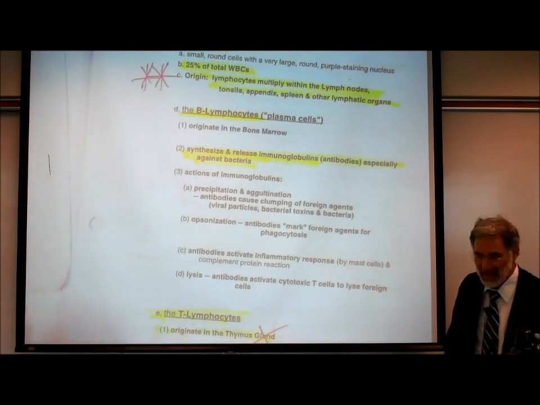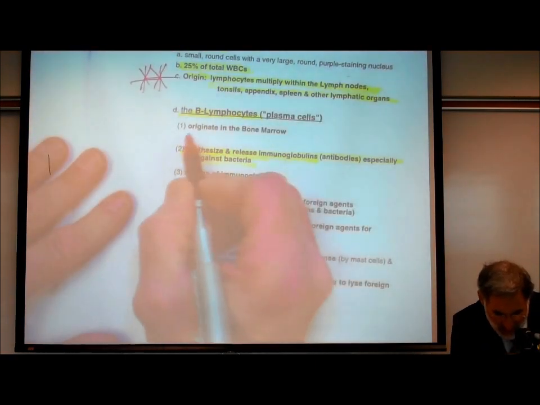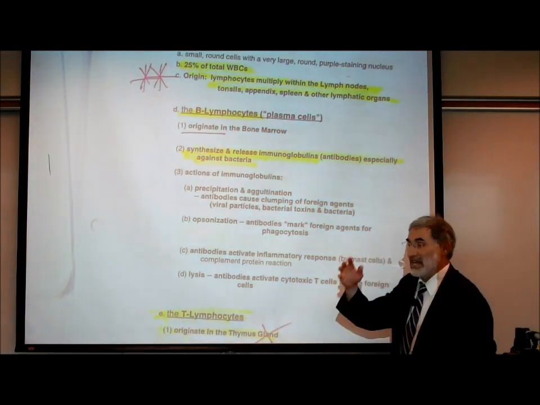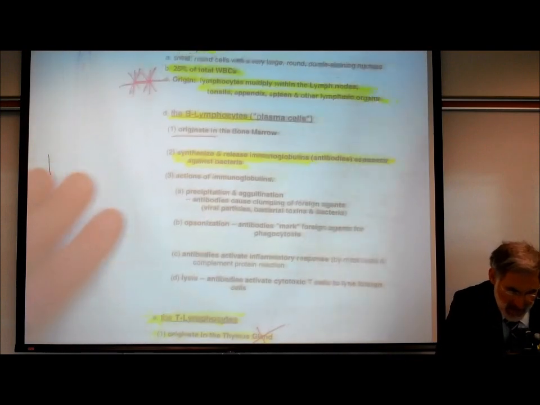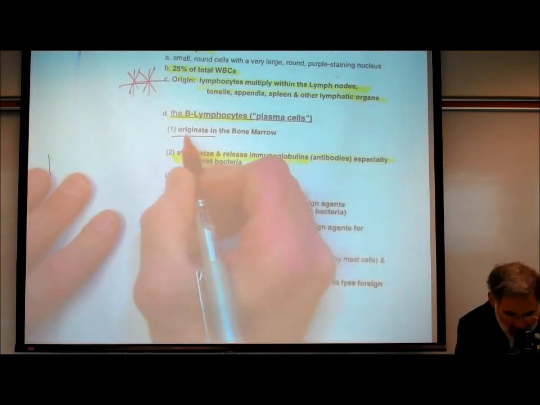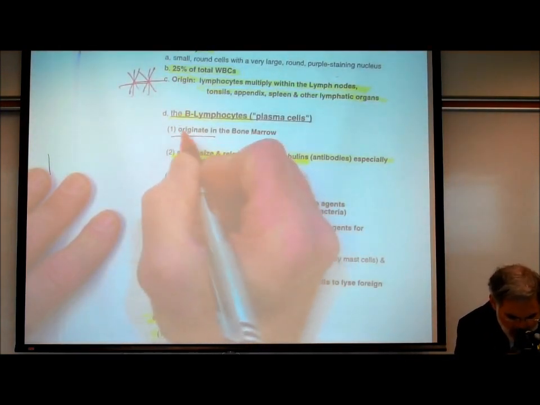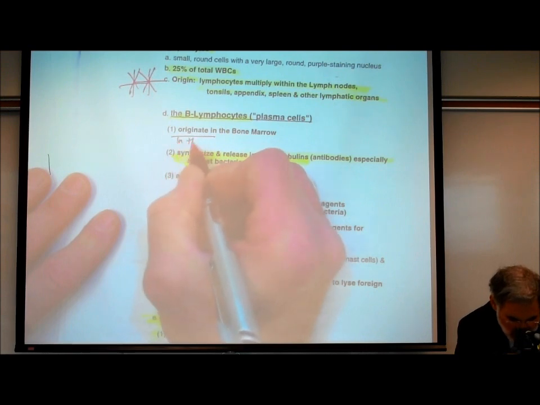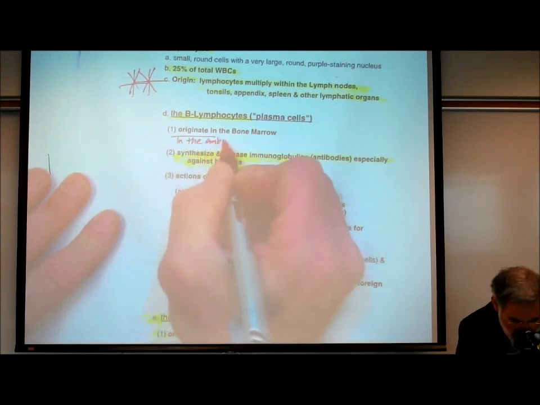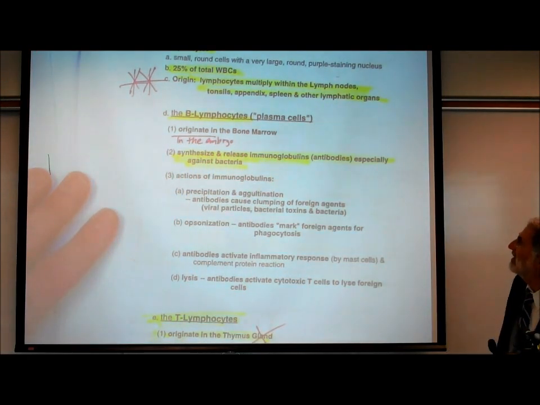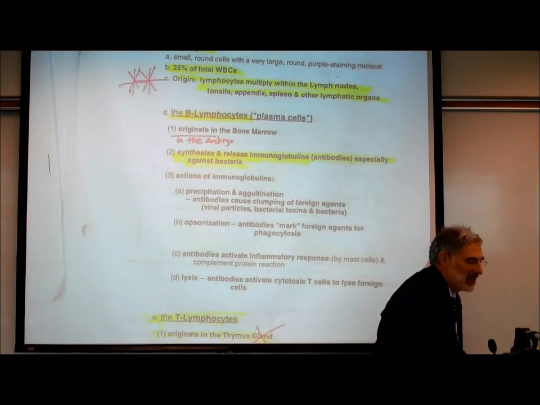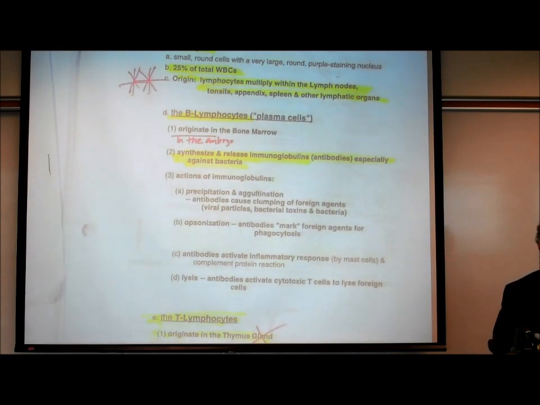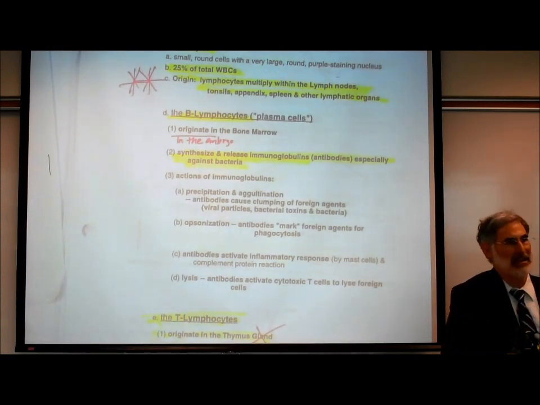Now, I wrote that they originate in the bone marrow. And you say, wait a second, I'm really confused. You just told us they're not made in the bone marrow. When I say they originate, I mean in the embryo. They originate in the bone marrow, in the embryo. So they originated in the bone marrow. That's why they're called B cells or B lymphocytes.